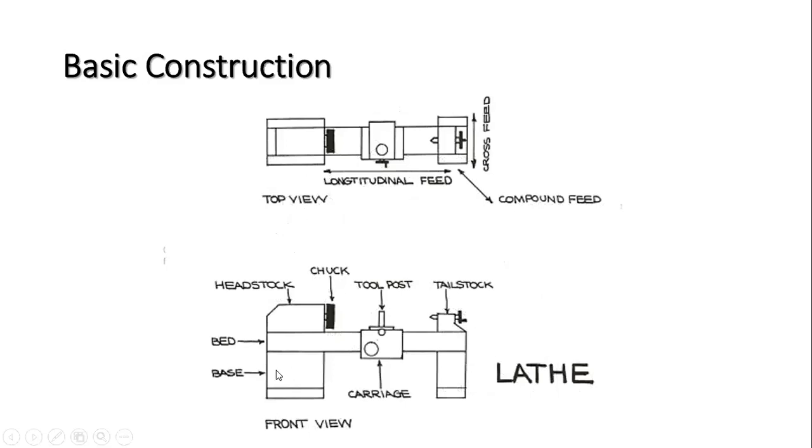Okay, so in this simplest picture we can see this is a front view, and this is the base. Okay, this is the bed, this is the carriage, headstock, chuck, and the tailstock. Okay, and in the top view we can also see several portions. So now I'm going to a fresh page to draw the construction parts of a lathe.